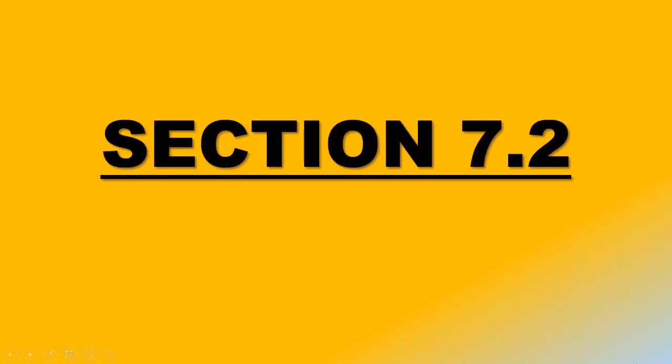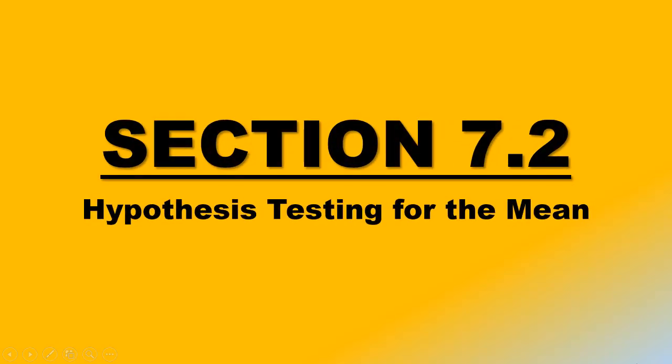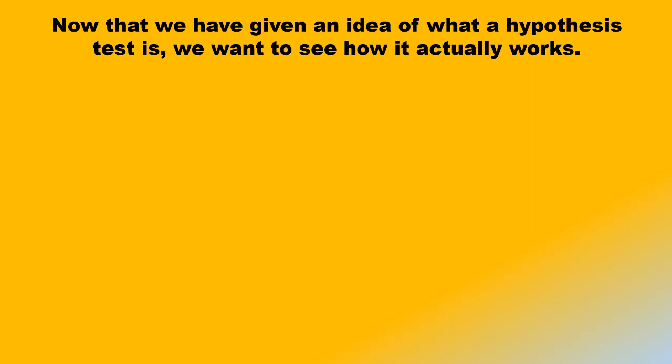We're looking at section 7.2 today. This is about hypothesis testing for the mean when sigma is known. So in section 7.1, we figured out what a hypothesis test was. Now we want to see how it actually works.